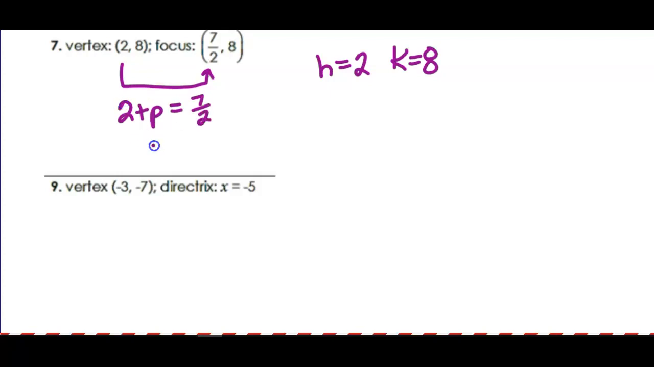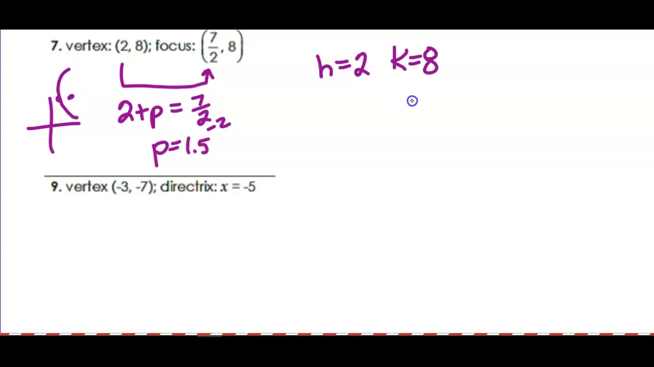If you subtract 2, this is 3.5 minus 2 is 1.5. Okay, use your calculator. And because the y value stayed the same, it opens sideways. I always sketch, guys. I just always do, so it makes sense to me. 2, 8, 3.5, over and up 8, so it's opening this way.